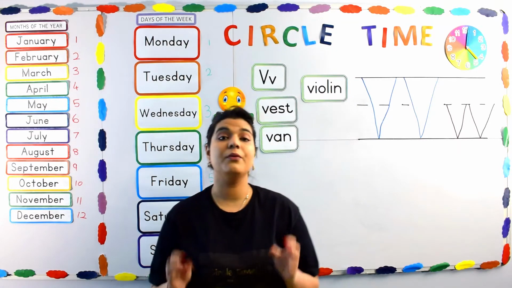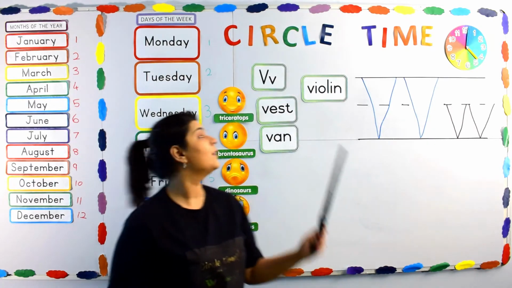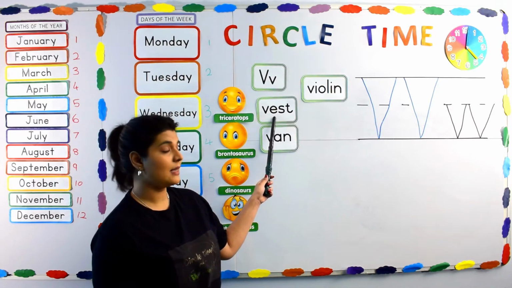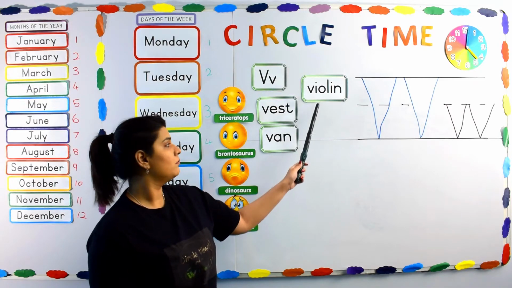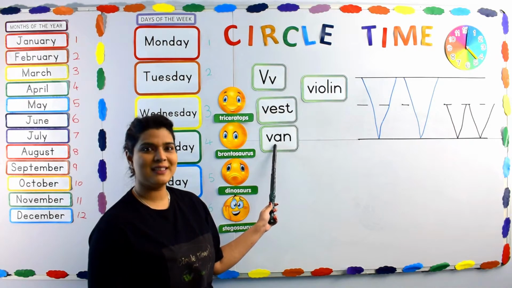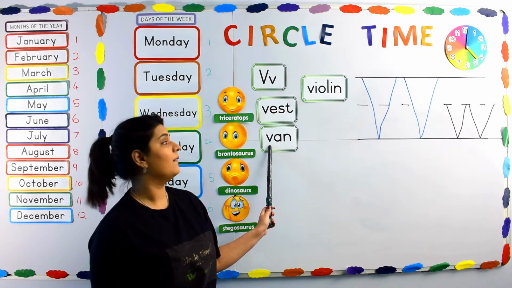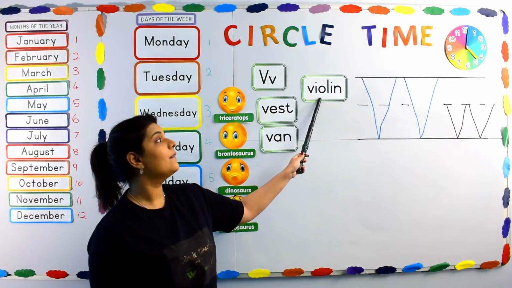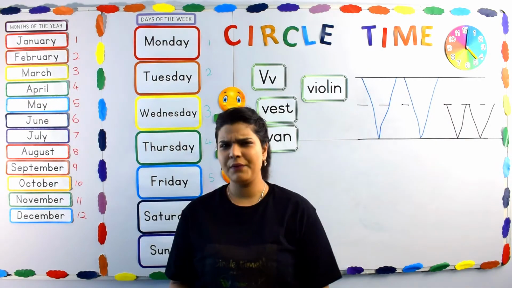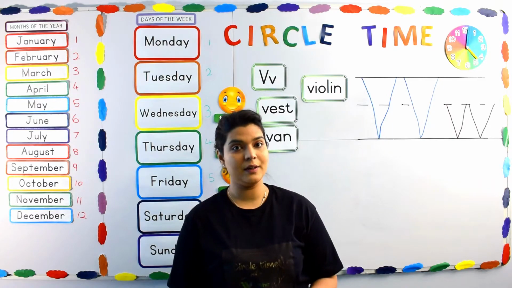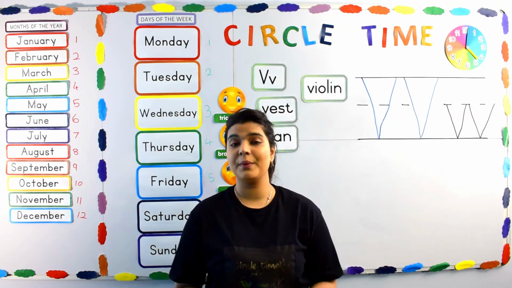Let's recap. V makes the sound V. Vest. V. Violin. V. Is this a violin? No, it's not. This is a van. V. Van. V. Violin. Now, do you know of any animals that start with the letter V? That's okay if you don't, but if you do, great job.